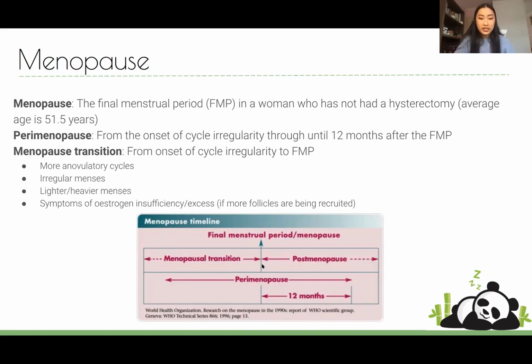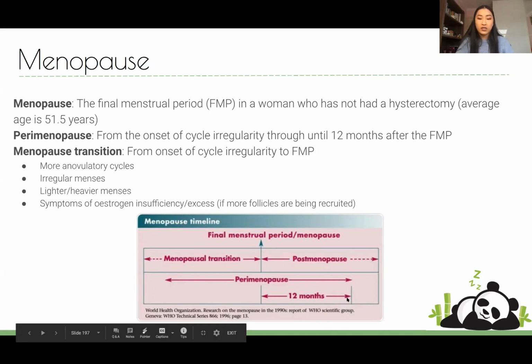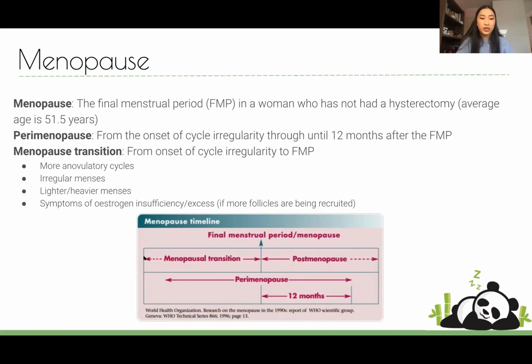Beyond menopause, there are time periods that you look at, and these have different terms. So perimenopause is really referring to from the onset of cycle irregularity through to 12 months after the final menstrual period. Menopause transition is just from the onset of cycle irregularity to menopause, and then postmenopause is obviously from the menopause onwards. By onset of cycle irregularity, we mean typically prolonged cycles.